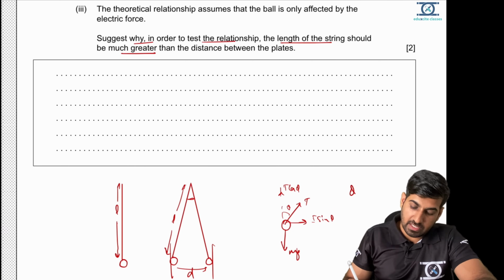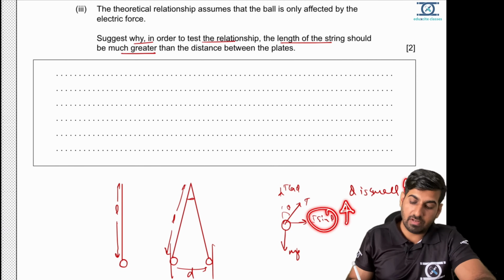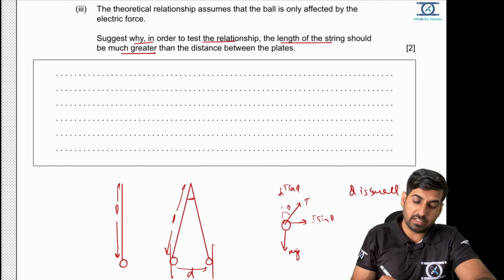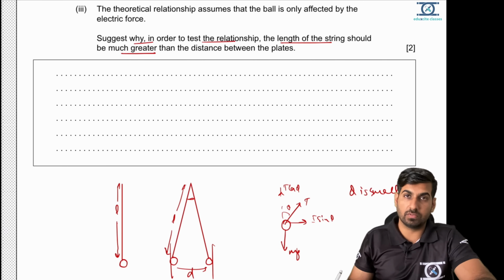Now if theta is small, then the component of T will counterbalance the mg. But if theta is large, then this component will be larger and it will play a significant role. So only the electric force will not be there, there will be a component of the tension force also.